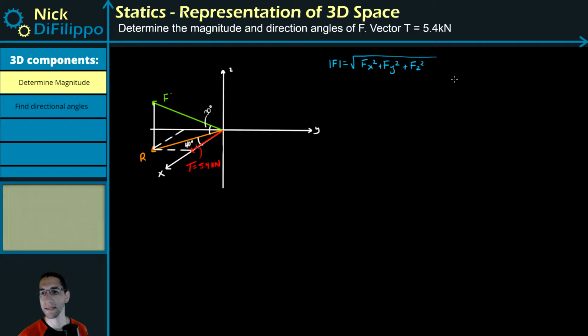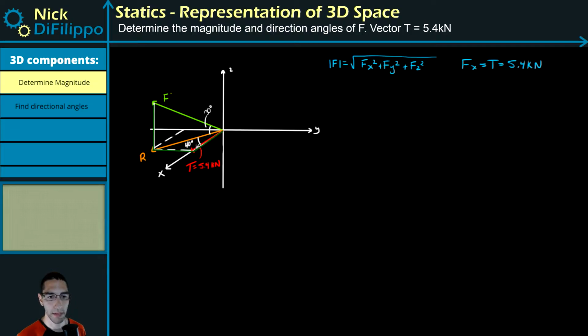Now I know Fx. Fx is equal to T, which is equal to 5.4 kilonewtons. So that one's easy. When I was drawing all these different vectors in, I noticed I have all these right triangles. I have some right triangle right here, and I have another right triangle right here. So I'm going to try to use SOHCAHTOA with these right triangles to figure out these components.